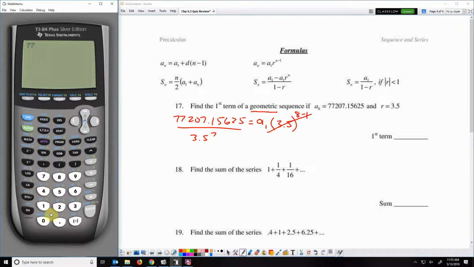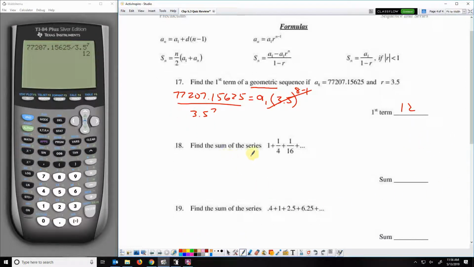So 77,207.15625 divided by 3.5 to the 7th power. And we get a first term of 12.